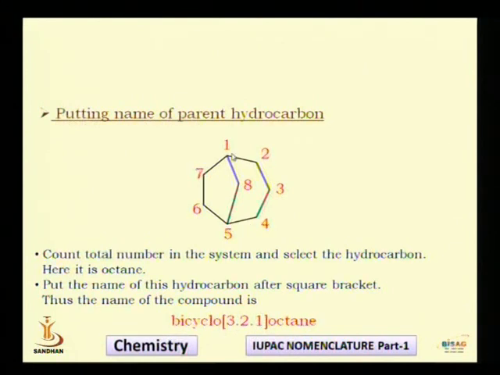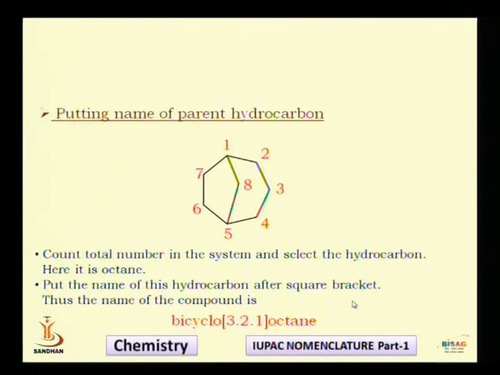And finally what we did, that we counted the total number of carbon atoms present in a molecule, and the total number of carbon atoms present in a molecule is 8. So from that table we selected the name for 8 carbon hydrocarbon, and name for 8 carbon hydrocarbon is octane, so we wrote octane. And in this way now we are having a complete name for this compound. So the complete name for this compound is bicyclo 3,2,1-octane.